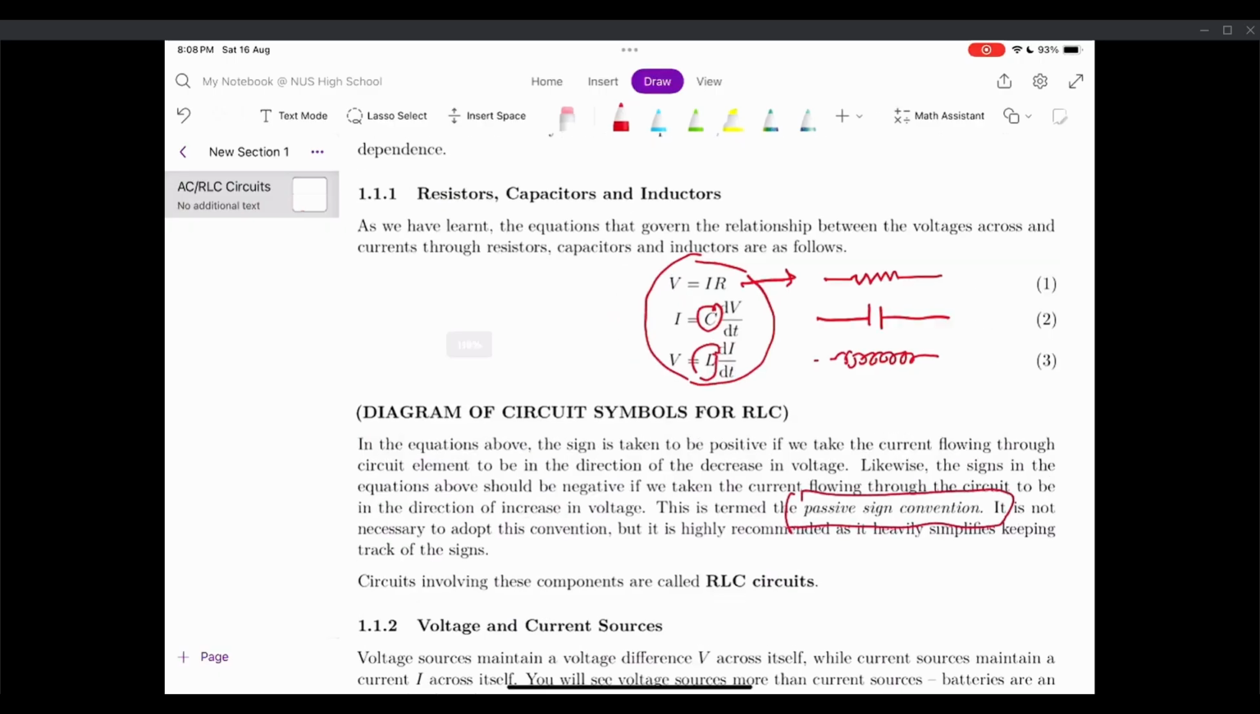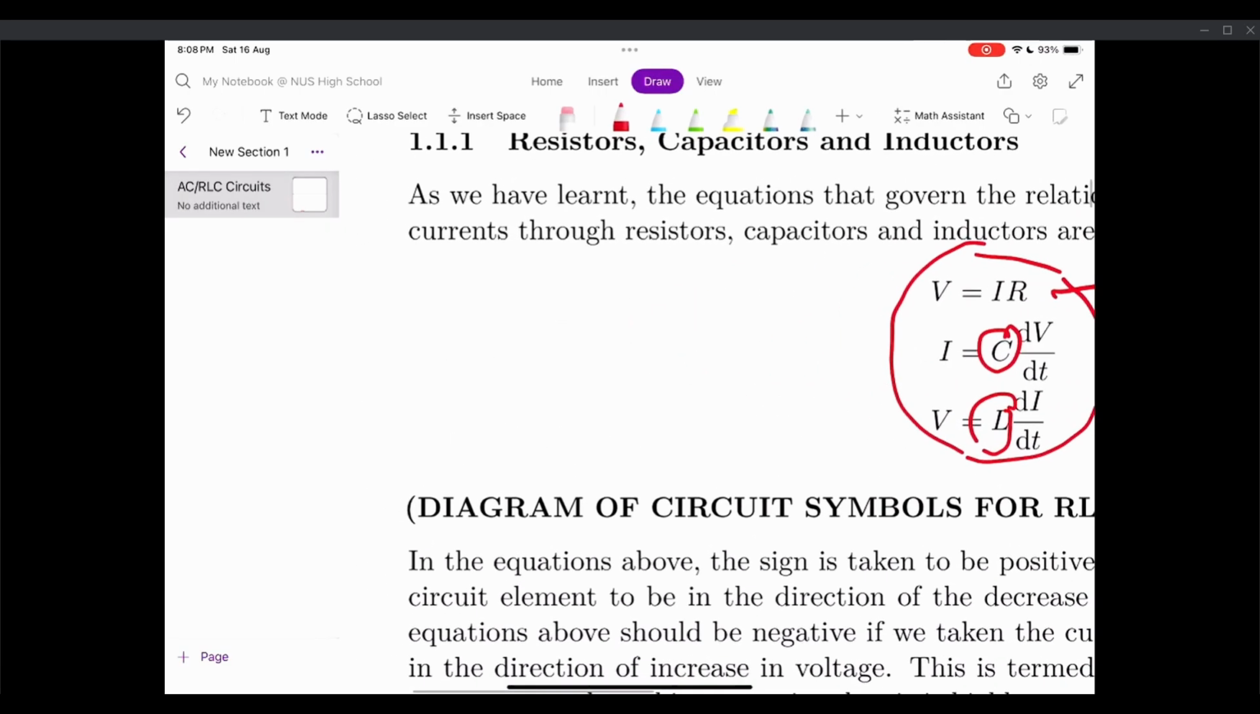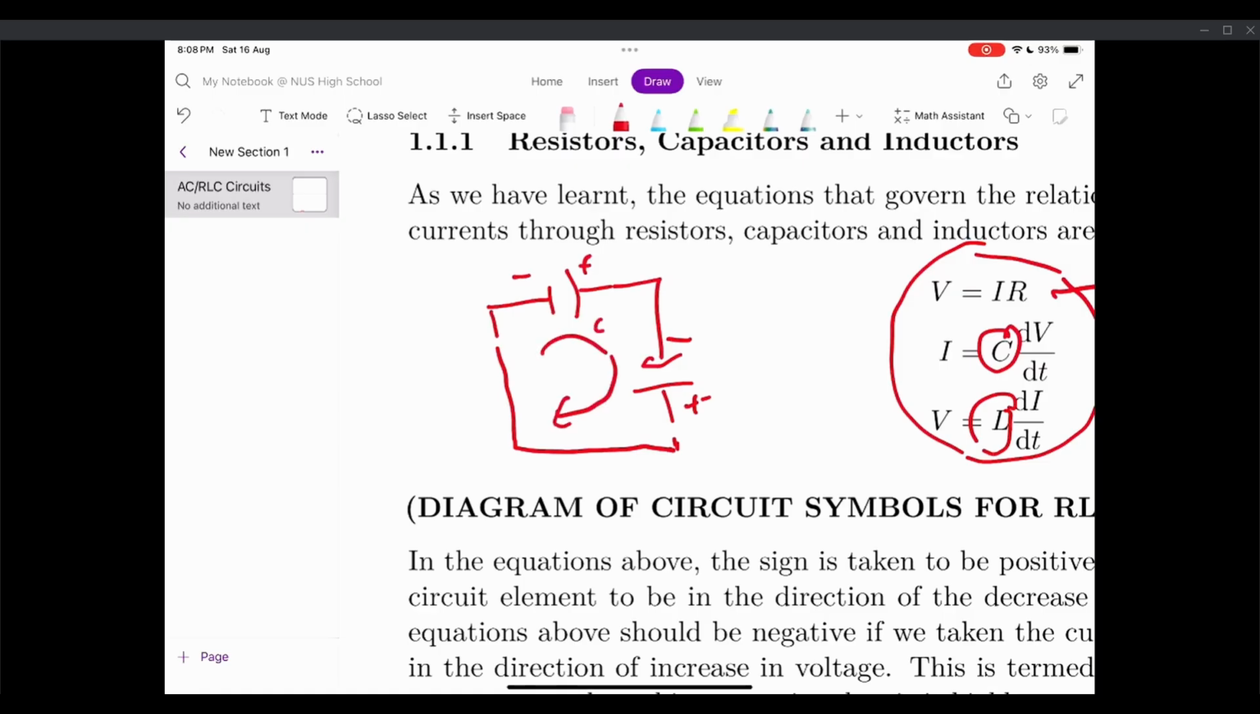How the passive sign convention works is that, let's say you have a circuit something like this. You have a battery and you have a capacitor here, and this is the negative terminal, this is the plus terminal. Let's say we take this to be the negative and this to be the positive terminal. What we're going to do is let some current I flow through this circuit in this direction.